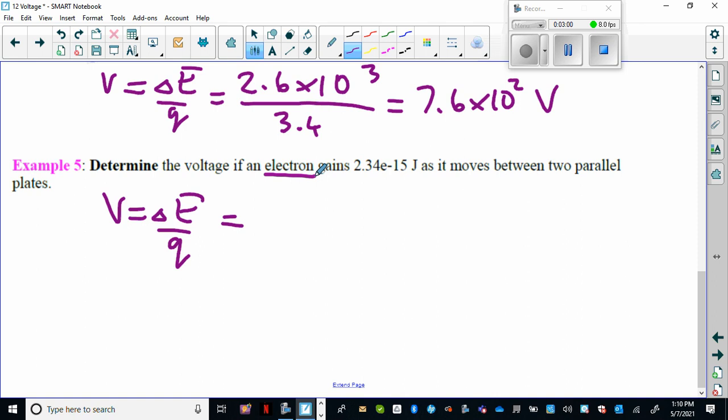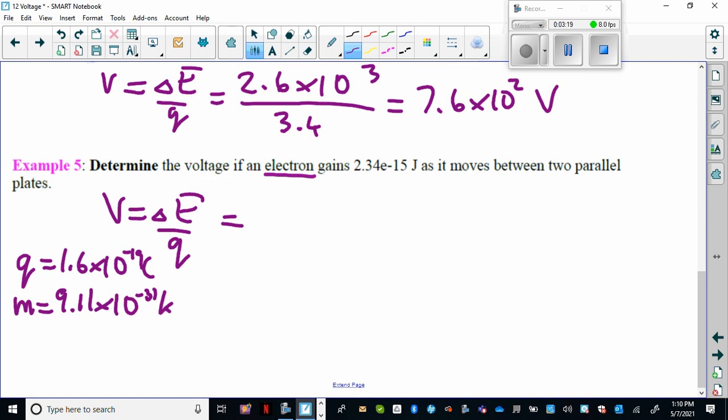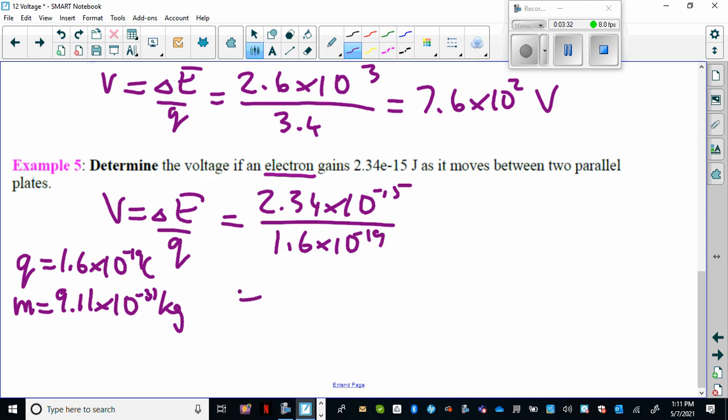As soon as you see the word electron, you go to your formula sheet, or you just go to your memory banks and pull out that number, 1.6 times 10 to the negative 19. That's the charge of a single electron. You also have the mass of a single electron on your formula sheet. We don't need it for this problem, but just bringing that to your attention. Plug the numbers in, 2.34 times 10 to the negative 15, and divide it by the charge of an electron, and you end up getting 1.46 times 10 to the 4 volts.